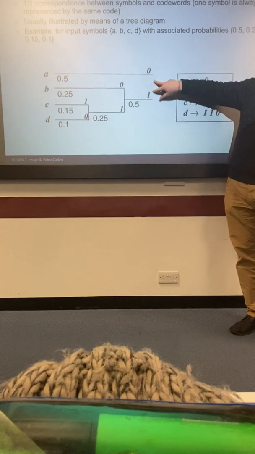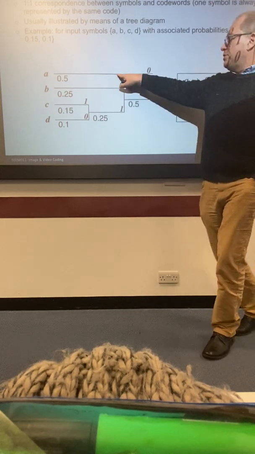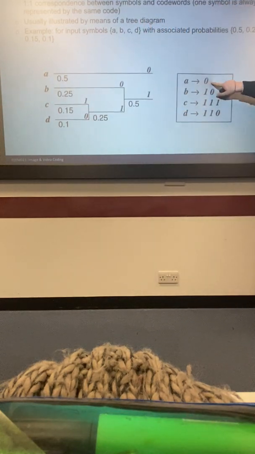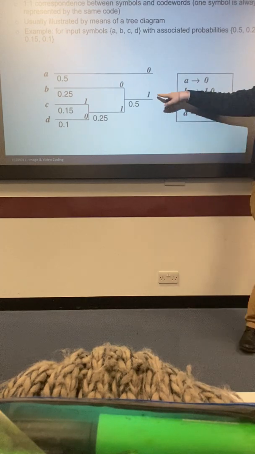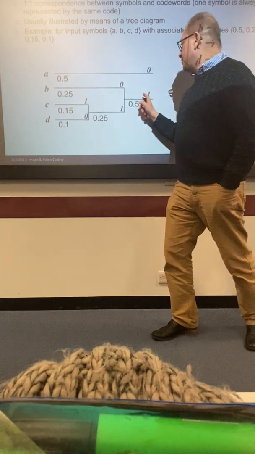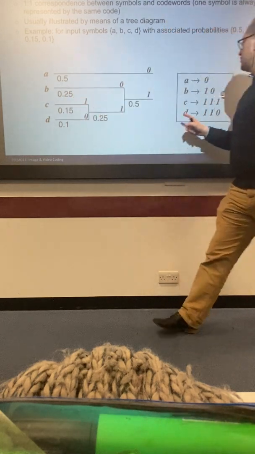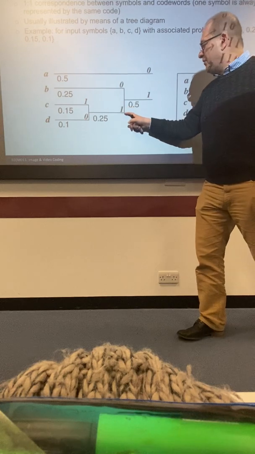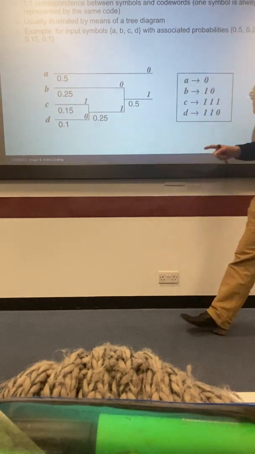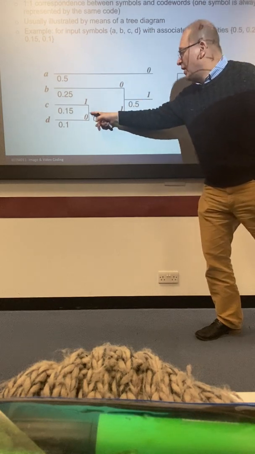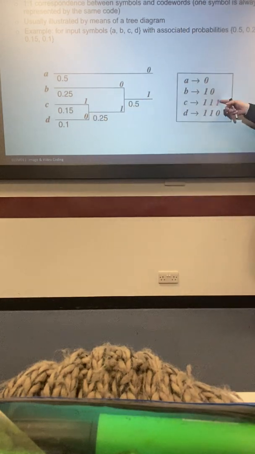And what we see is that to get to A, we have just symbol 0. To get to B, we first go down and then go up, so it's 1, 0. To get to C is 1, 1, 1. And to get to D is 1, 1, 0. So these are the codes generated.